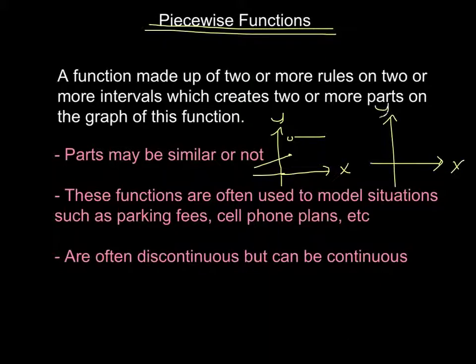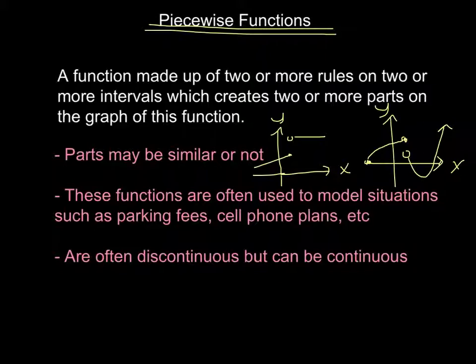Maybe we get something that looks like a square root function, and then a part that looks like a parabola. Right, so those would be two different ones.